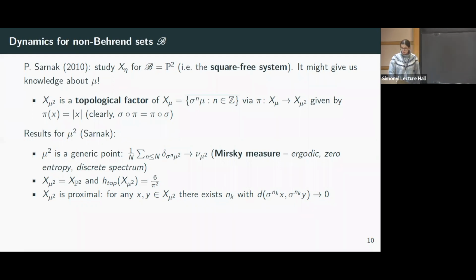And the last thing I want to mention here is that this subshift is proximal. So if you take any two points, there will exist a subsequence n_k such that along the subsequence, the shifts will get closer and closer. Okay, so this was how it started.